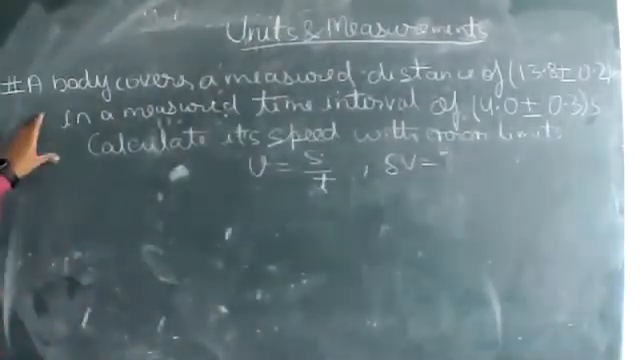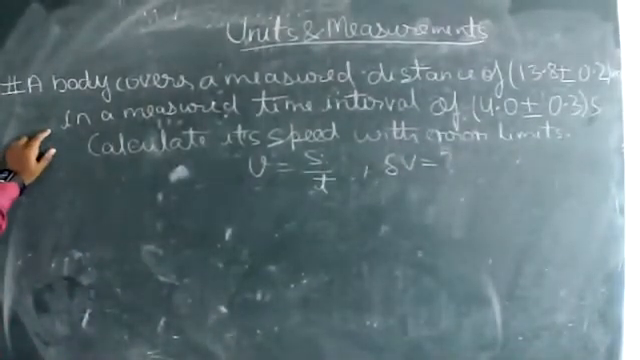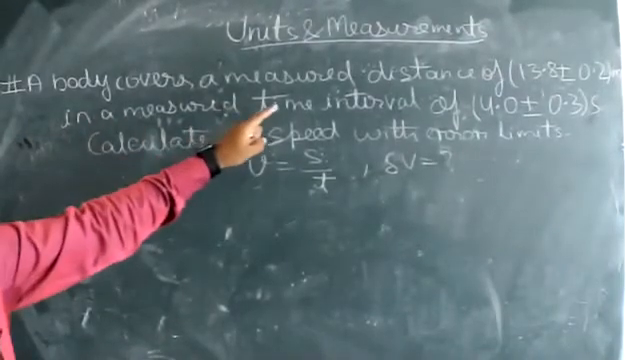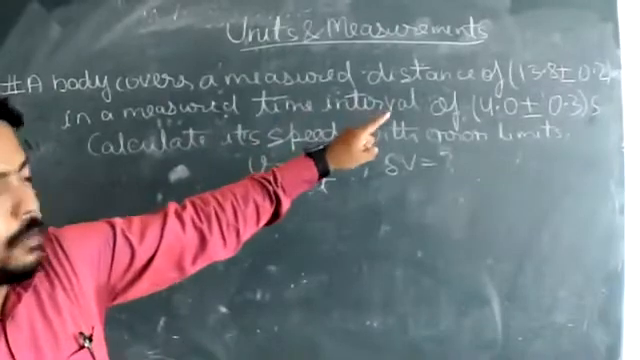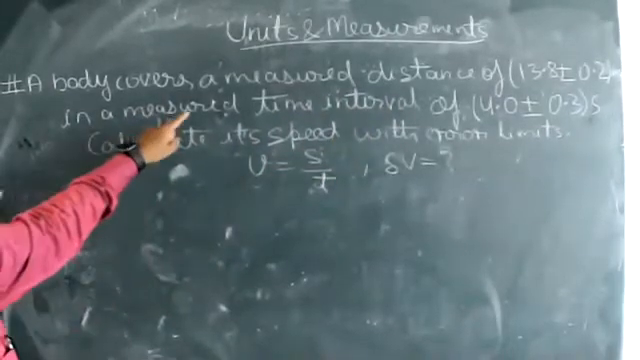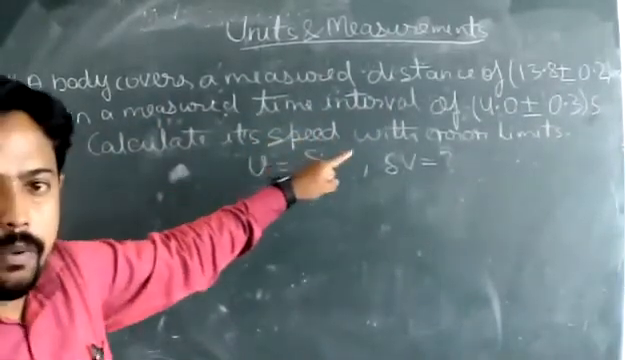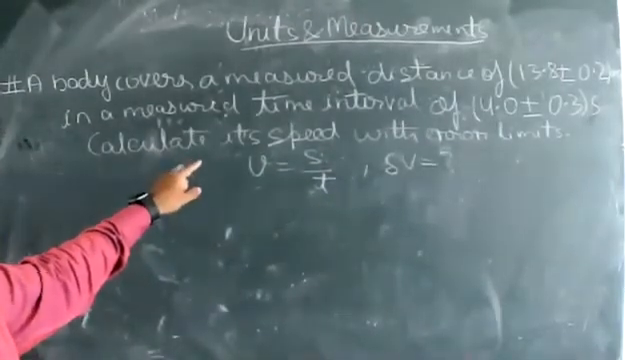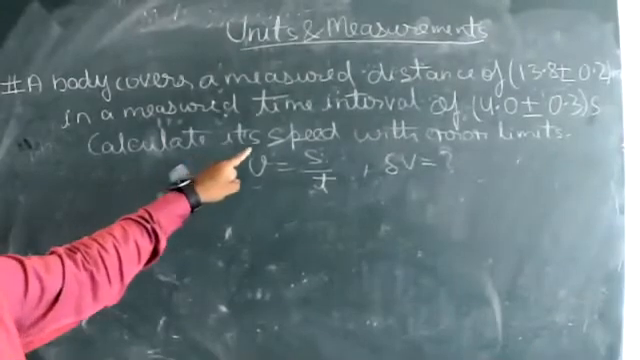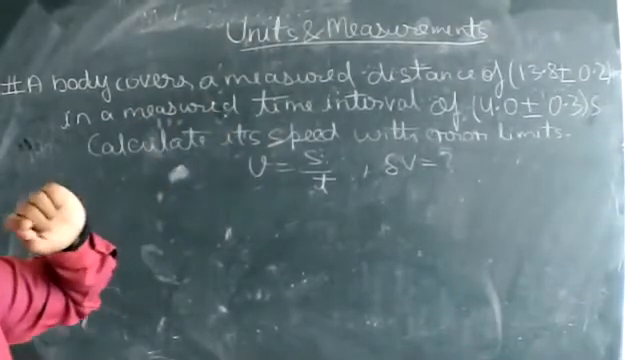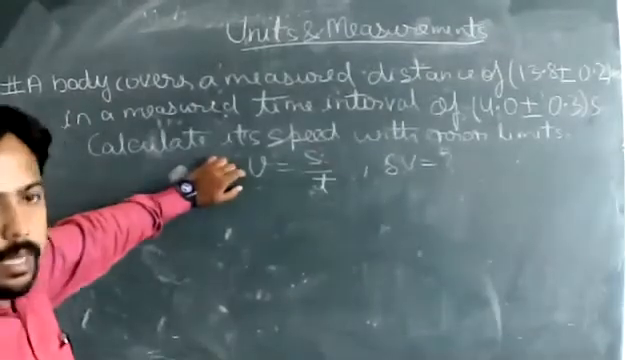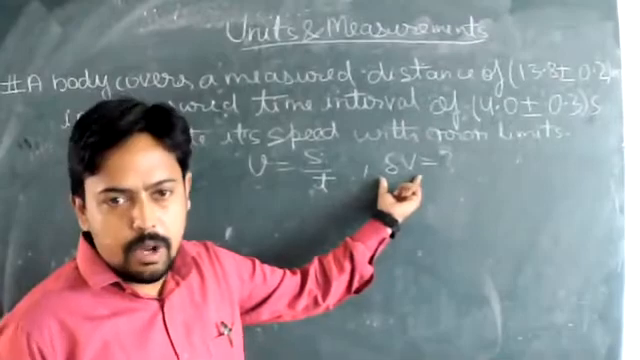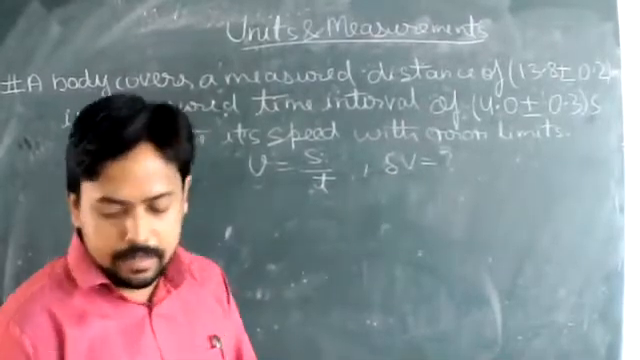So here is one more question just based upon that error analysis, and it says that a body covers a measured distance of 13.8 plus minus 0.2 meters in a measured interval of time of 4.0 plus minus 0.3 seconds. Calculate its speed with error limits. We need to calculate the value of V along with the error limit, that is the change in the velocity.